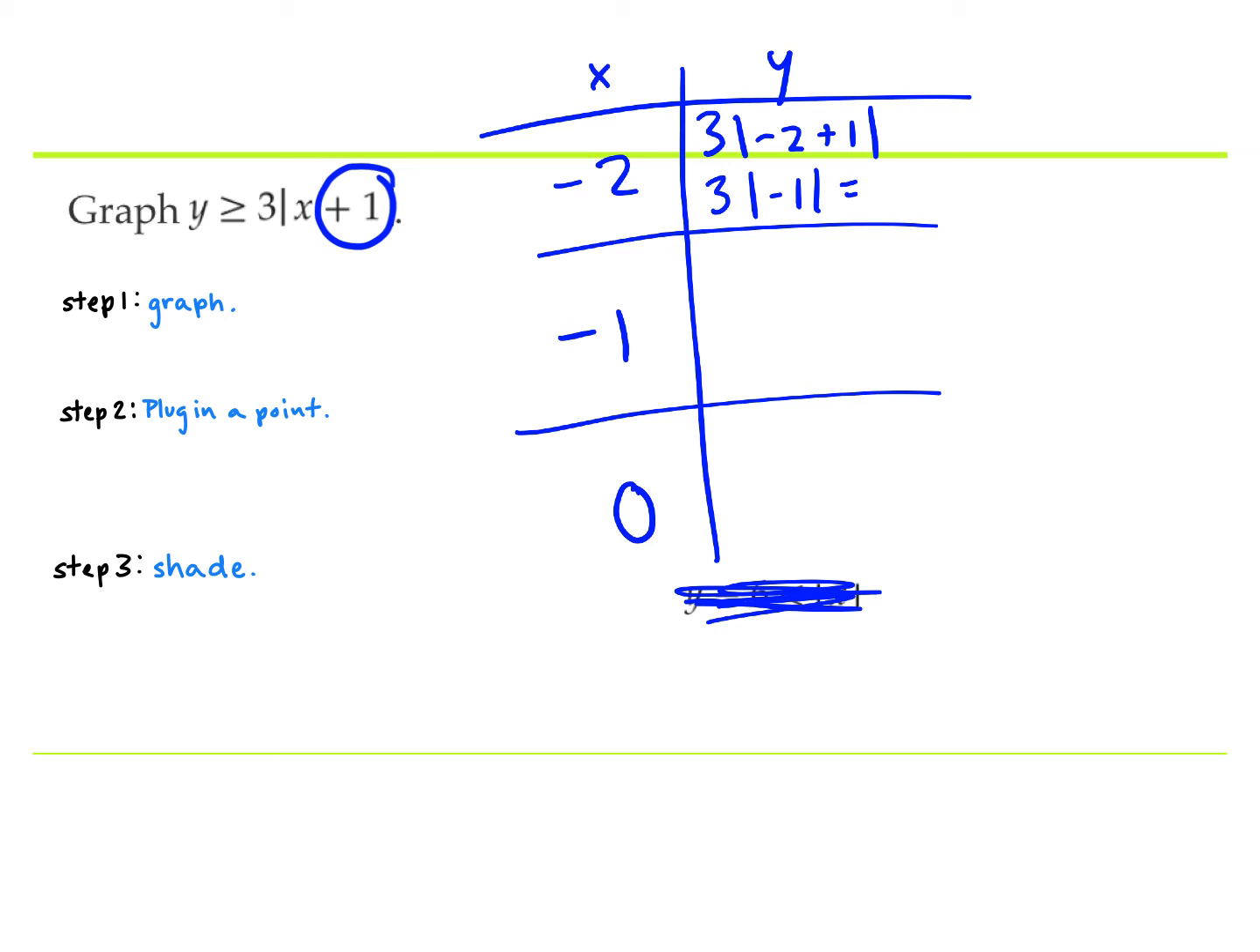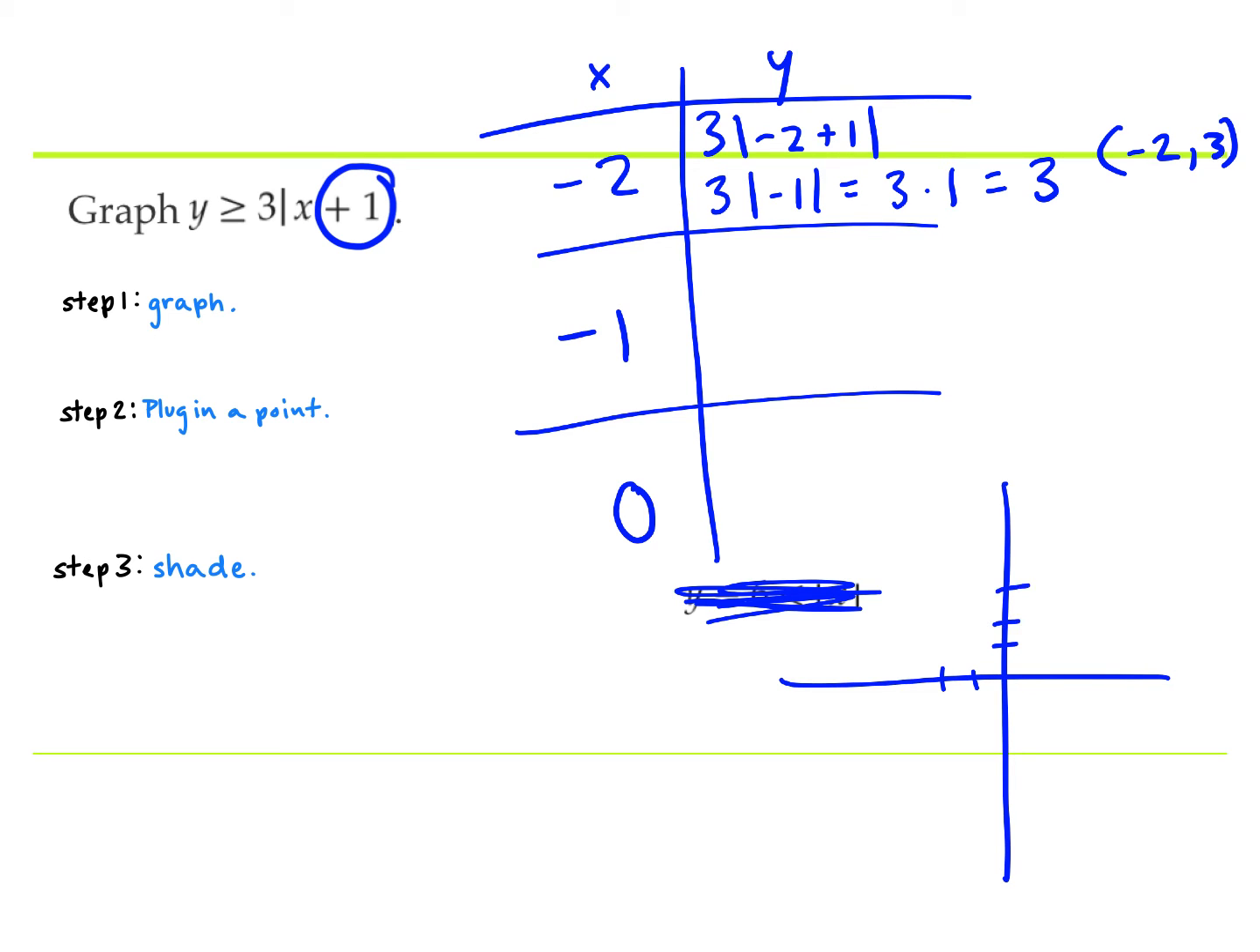And what's the absolute value of -1? 1. So what's 3 times 1? 3. So I plugged in -2 and got 3. So on my graph, I'm going to go to the left to -2 and up 3.